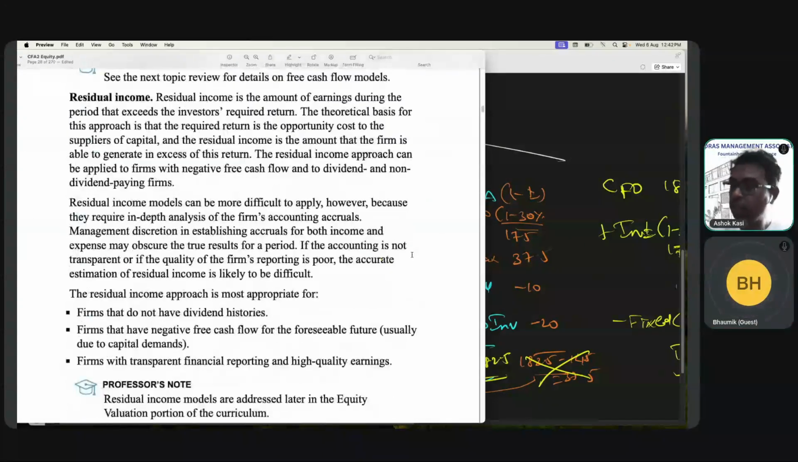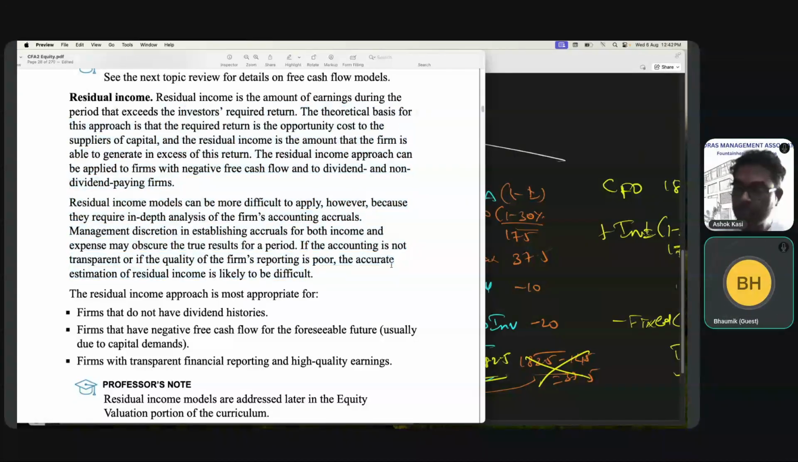Then residual income is something new that you are going to learn, but it is all again just an extension of the foundation. It is easy only. This is the last, or second last, reading: residual income, where we will be dealing with quite a few sums, so that time you will understand better.